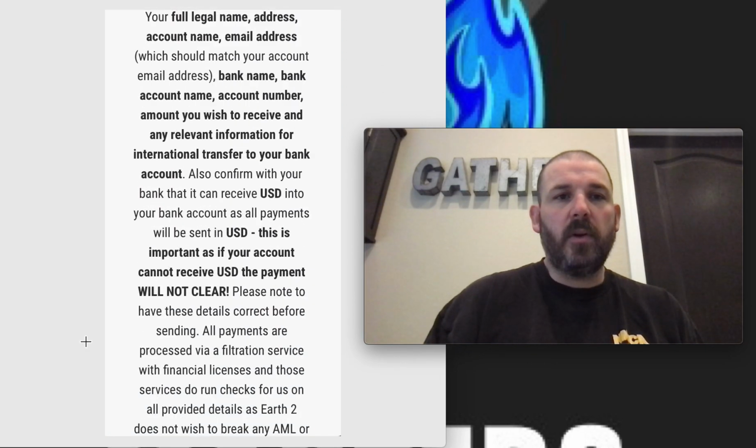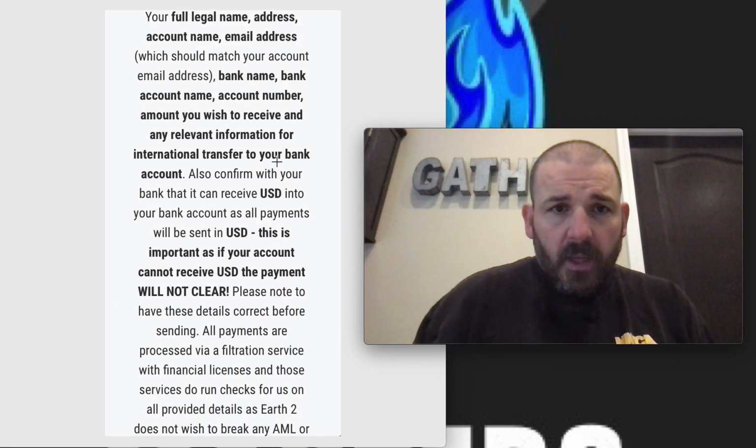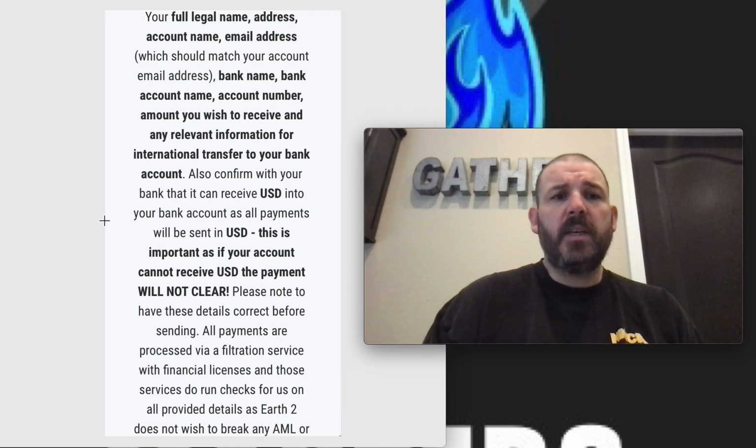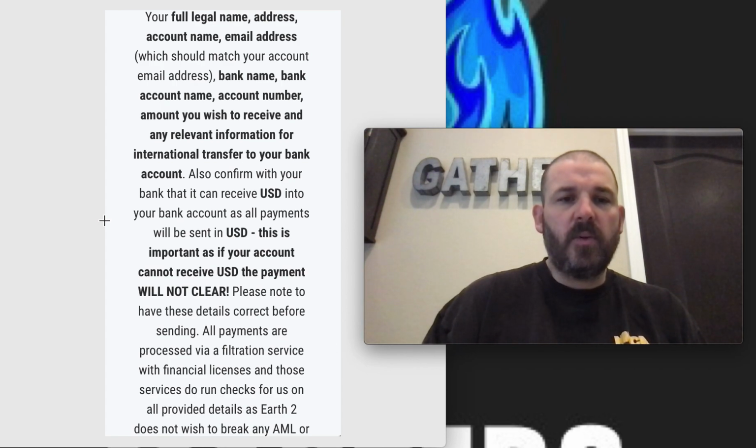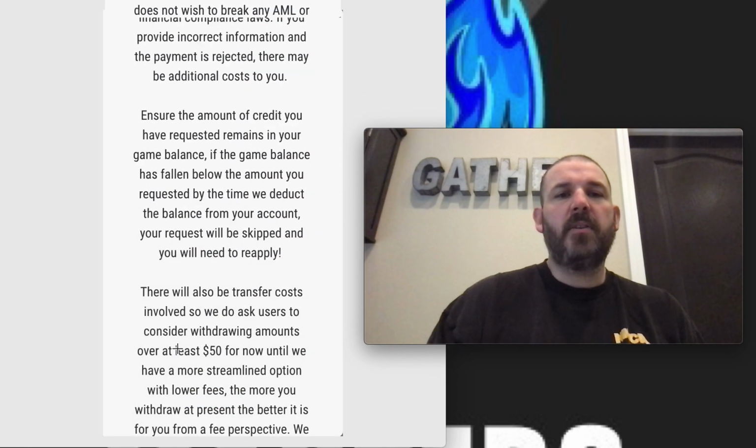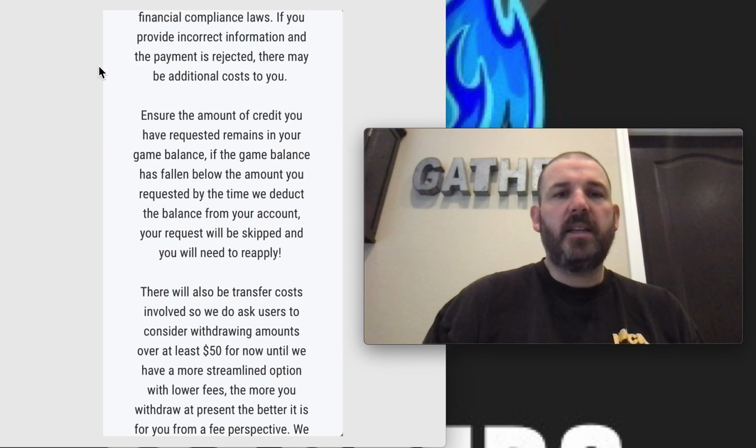Also, confirm with your bank that it can receive US dollars into your bank account, as all payments will be sent in US dollars. This is important, as if your account cannot receive US dollars, the payment will not clear. Please note to have these details correct before sending. All payments are processed via a filtration service with financial licenses, and those services do run checks for us on all provided details, as Earth 2 does not wish to break any anti-money laundering laws or financial compliance laws. If you provide incorrect information and the payment is rejected, there may be additional costs to you.